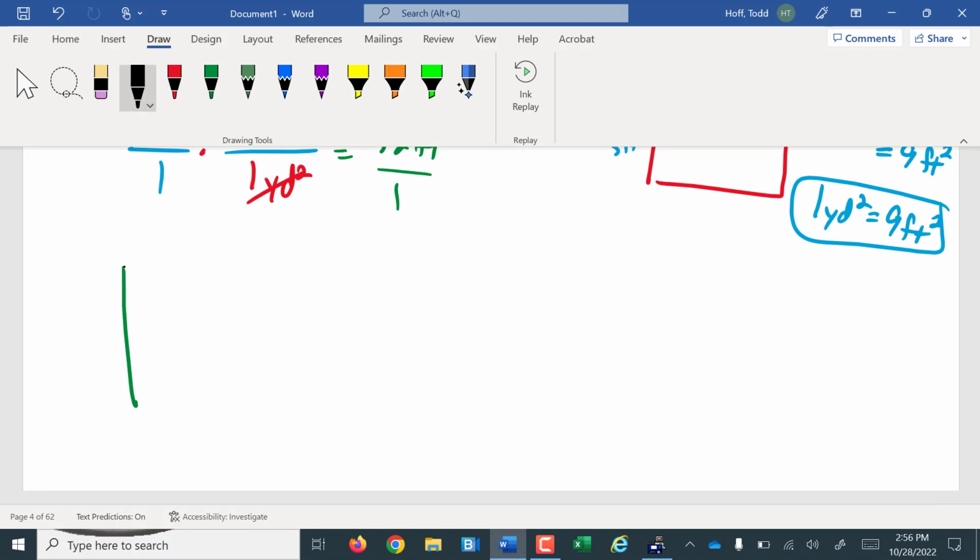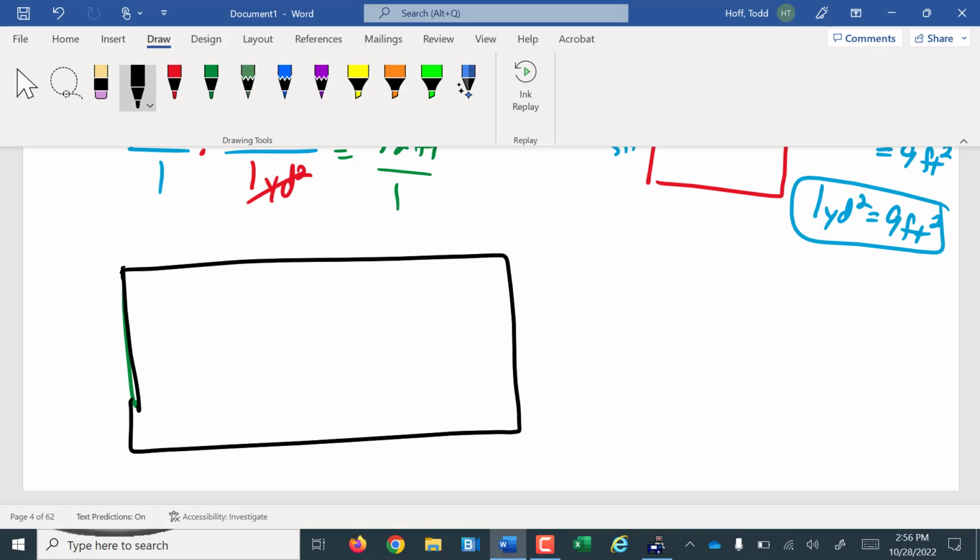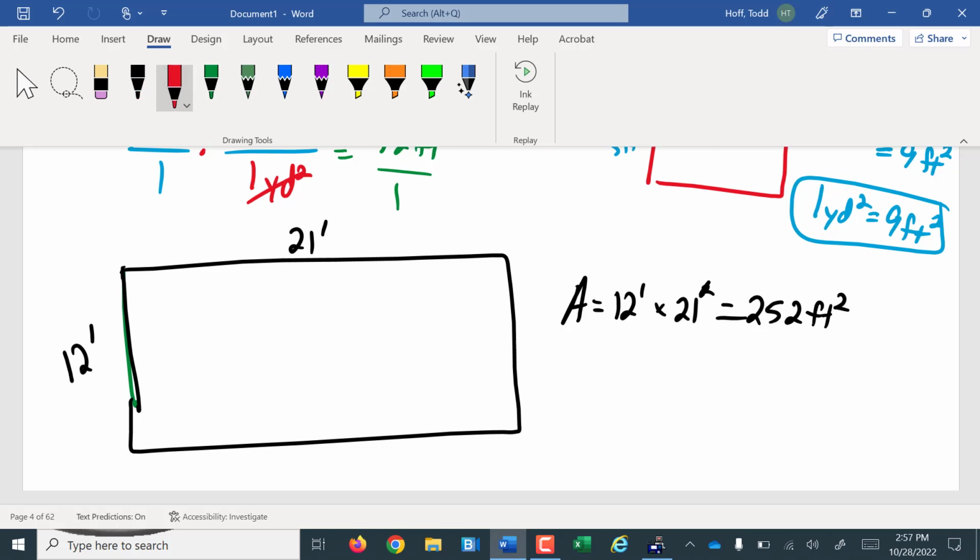So if I have a room, pretend that's square, that's 12 feet by 21 feet, I find the area by doing what? 12 times 21, oops, 12 feet times 21 feet, which is 252 square feet. Nope, no divided by 2 because it's a rectangle. Oh, I thought you were trying triangle.